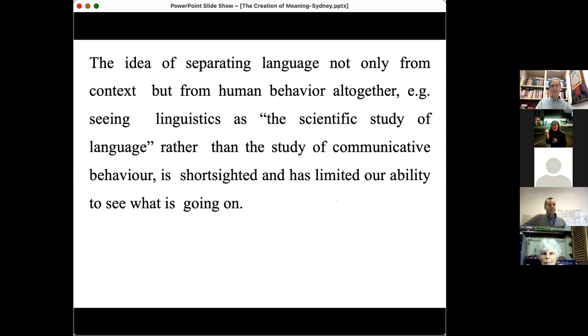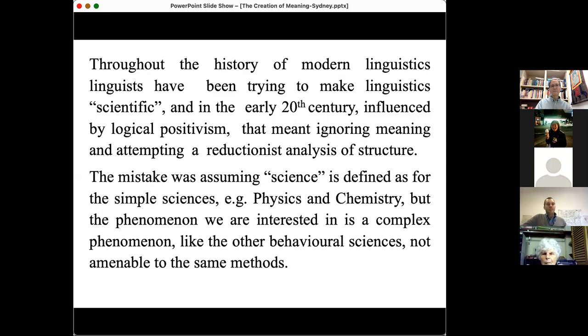The idea of separating language not only from context, but from human behavior altogether. For example, seeing linguistics as the scientific study of language, as if language is some object that we can study independent of anything else, rather than the study of communicative behavior, is short-sighted and has limited our ability to see what's actually going on.